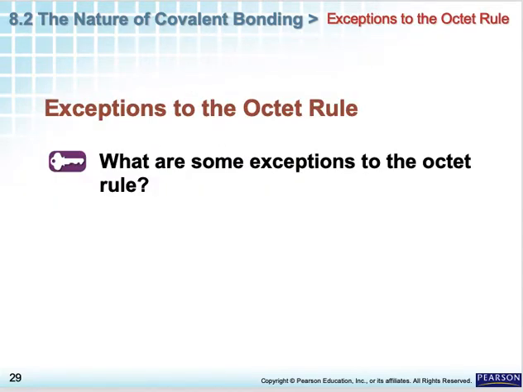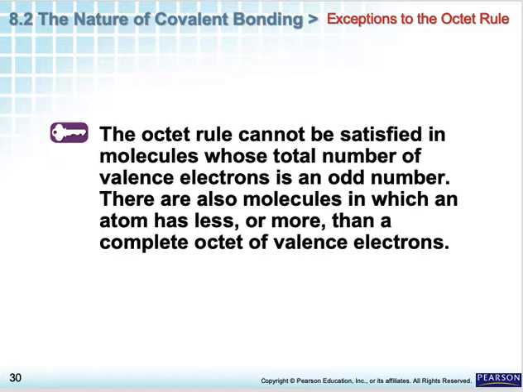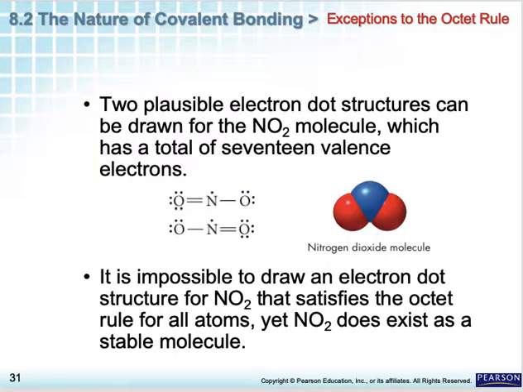The octet rule does have some exceptions, however, and these occur in a couple of situations. The octet rule cannot be satisfied with molecules whose total number of valence electrons is an odd number. So something like nitrogen. There are also molecules in which the atoms have less or more than a complete octet of electrons.